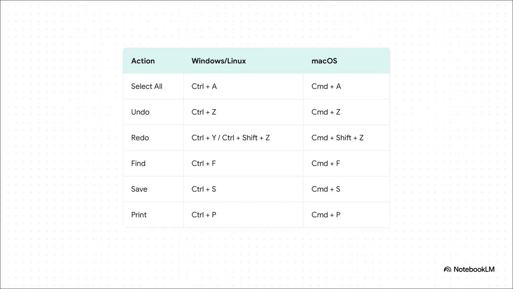Now let's add the next layer of power. Need to select everything on the page? Control A for all. Made a mistake? Control Z is your new best friend. It's the universal undo button for, well, everything. And you should get in the habit of hitting Control S to save your work so often that it becomes a nervous habit. It's your ultimate safety net.